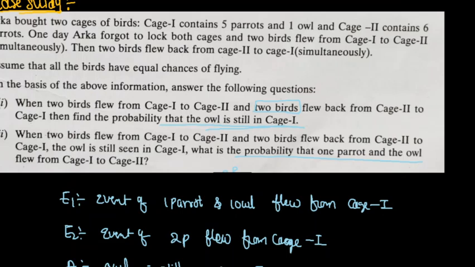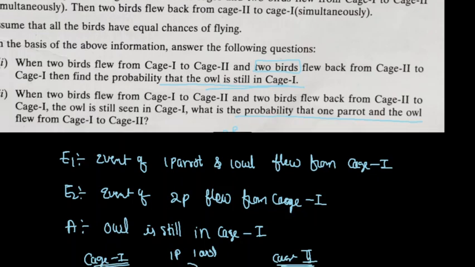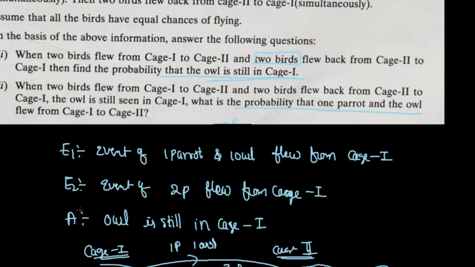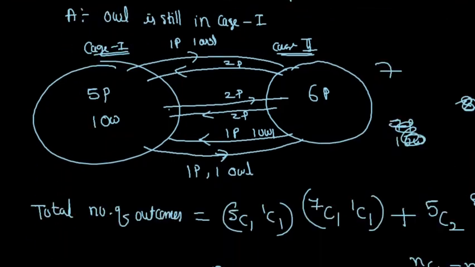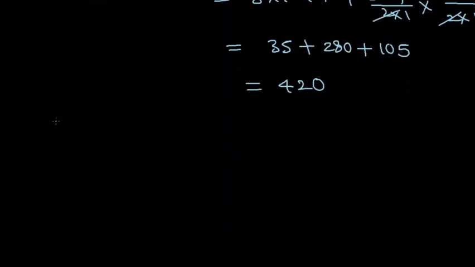So here what is asked is: when 2 birds flew from cage 1 to cage 2 and 2 birds flew back from cage 2 to cage 1, find the probability that the owl is still in cage 1. So he's saying the owl is still in cage 1. So the probability of A is being asked.